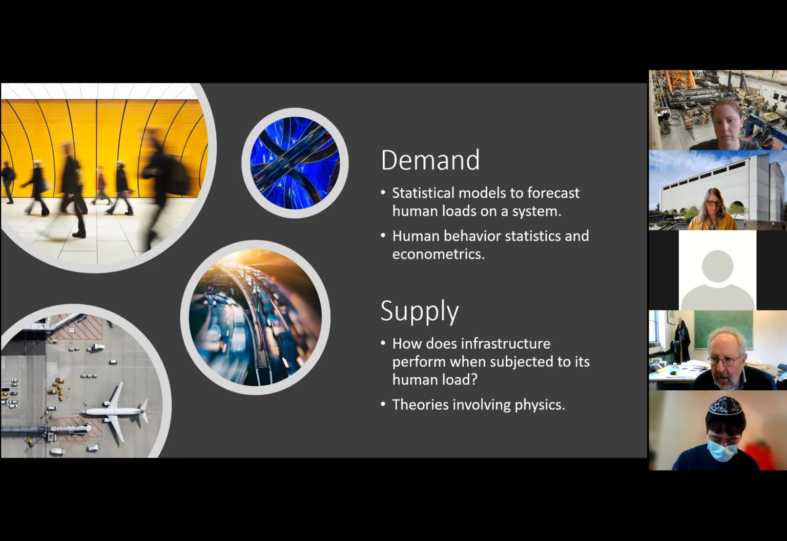And how are these human loads on the system going to change over time, say from one day to the next or from one hour to the next? Or maybe we want to predict what modes people are going to take when they commute to work. How many people are going to drive, how many will take the bus, how many will ride their bikes, for example.